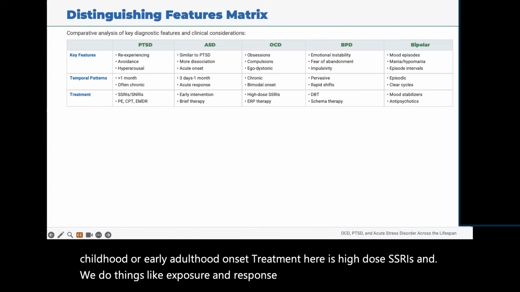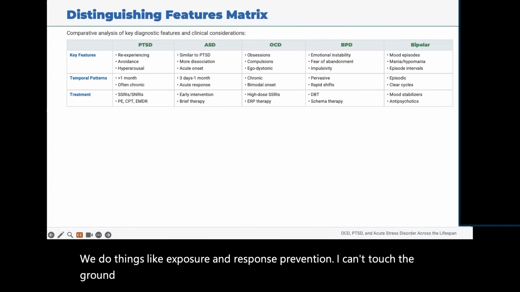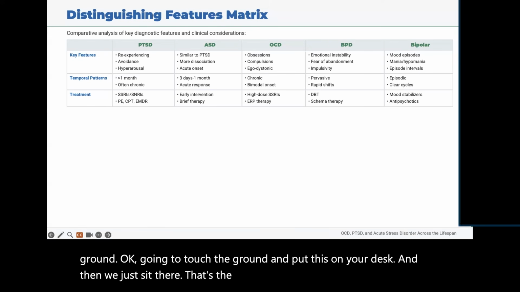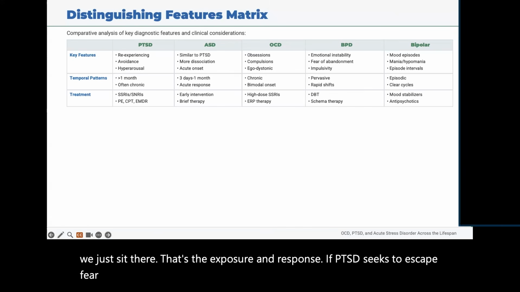I can't touch the ground. Okay, I'm going to touch the ground and put this on your desk, and then we just sit there. That's the exposure and response prevention. If PTSD seeks to escape fear, OCD is trying to neutralize the fear.